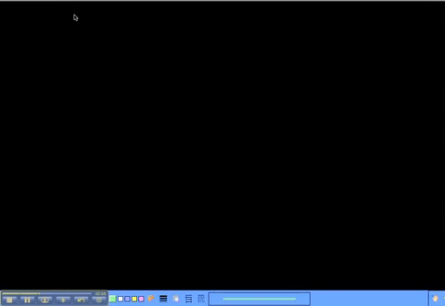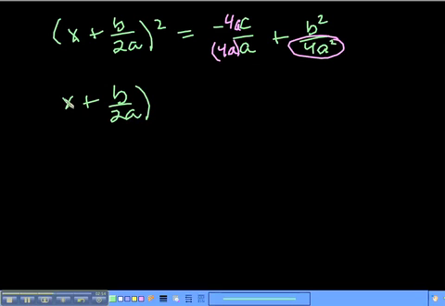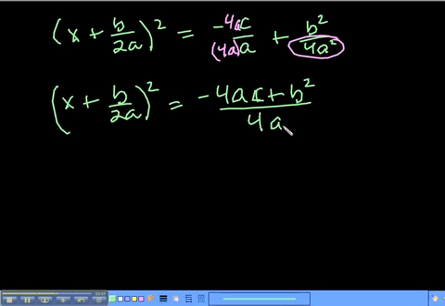Let me just rewrite that: x plus b over 2a quantity squared equals negative c over a plus b squared over 4a squared. You'll notice that if I multiply the top of this fraction by 4a and the bottom of this fraction by 4a, then I will have a common denominator with this fraction right here. That allows me to combine what I have, which makes it a lot easier to work with. So the left stays the same for now, and on the right, I have negative 4ac plus b squared, all over 4a squared.